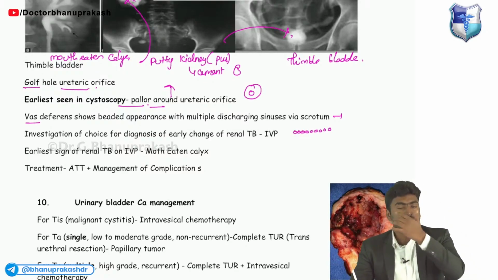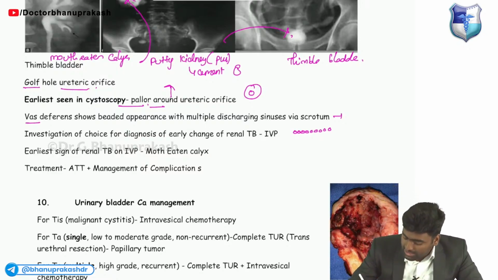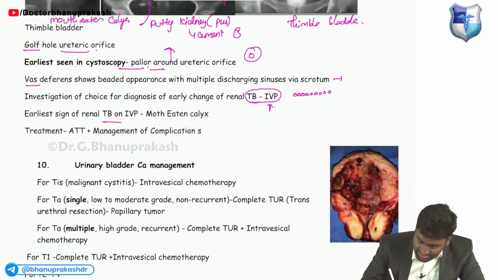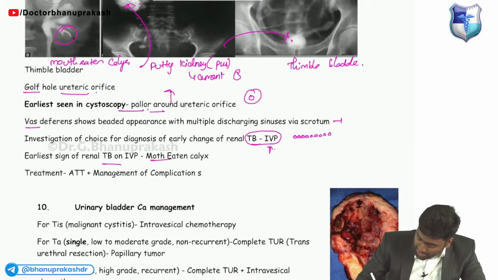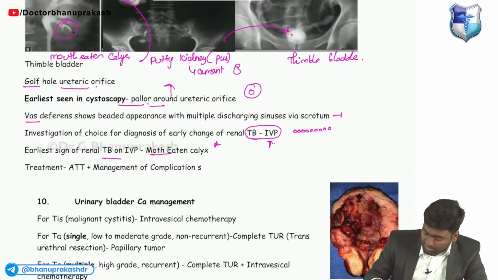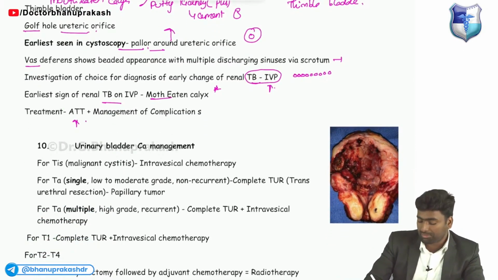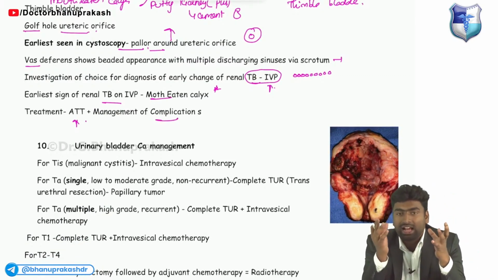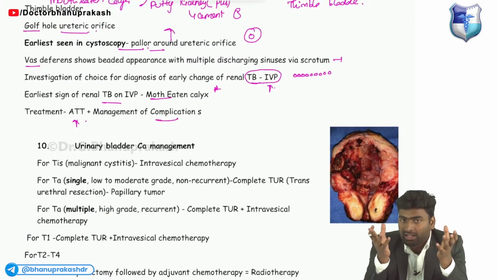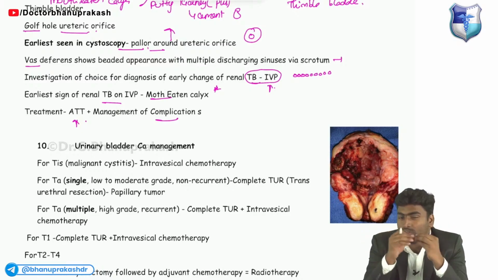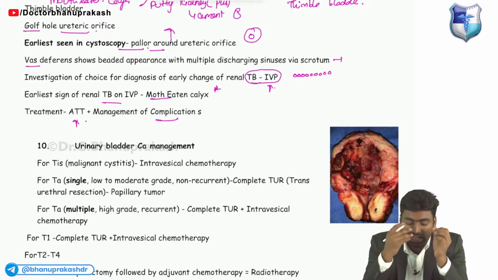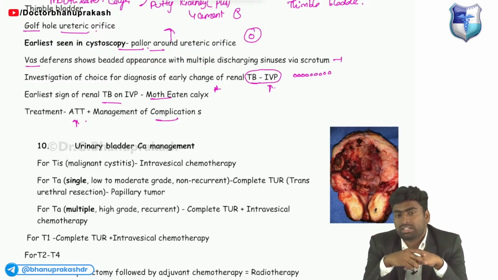Okay, and the investigation of choice for TB is what? It is IVP, intravenous pyelography, and the earliest sign is moth-eaten calyx. Fine. For treatment, we'll give ATT and manage the complications. For example, if there is thimble bladder, then we'll augment the bladder. If there are any ureter changes, then we'll correct them. And if there is putty kidney, cement kidney, we'll analyze its function, and based on it, we'll remove it or keep it.